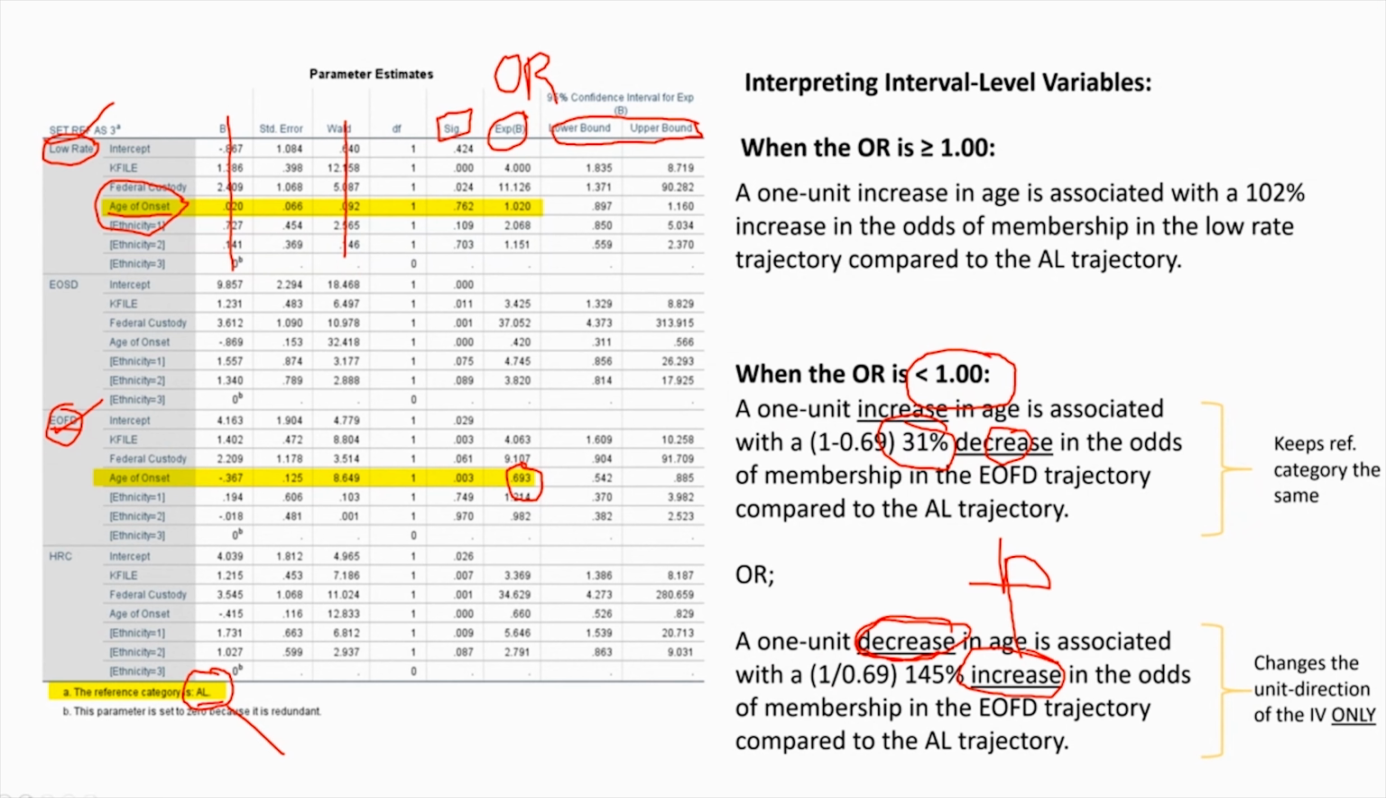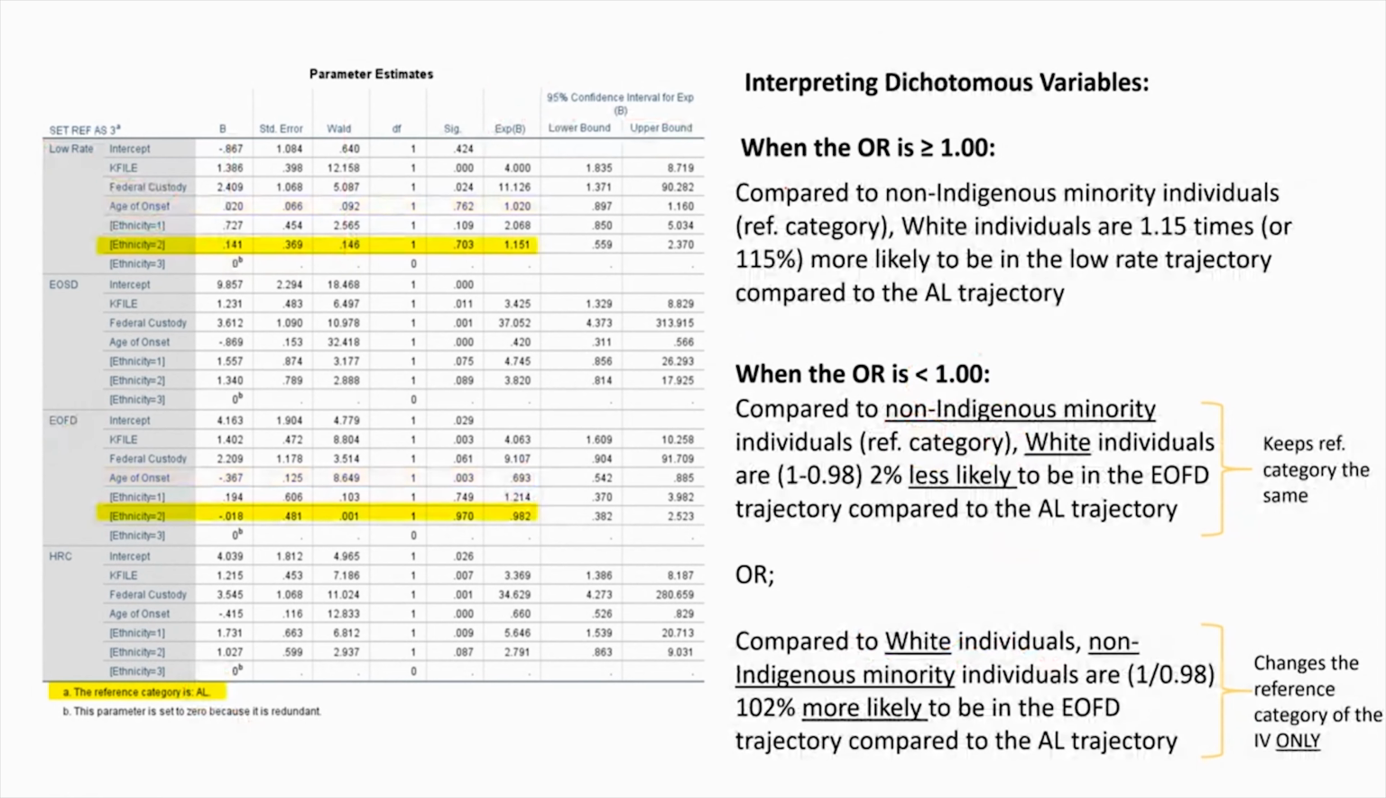My personal preference is always to use the first approach that I talked about. I think that it's more straightforward. We're just talking about decreasing the likelihood. So that's that for interval level variables. What about for dichotomous variables or categorical variables that we're going to be interpreting in a dichotomous way because it's group 1 versus group 2?